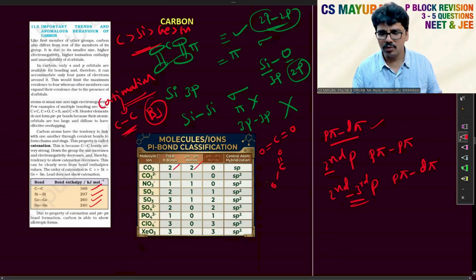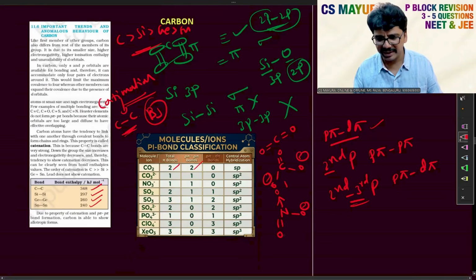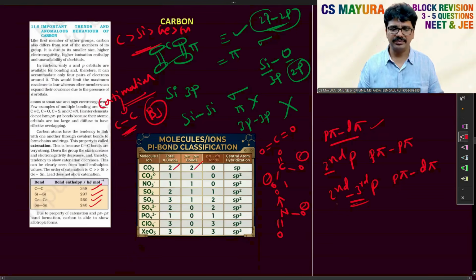Carbonate, C double bond O minus, and here O minus. One pi bond is there. So this is a second period element, this is a second period element, that is p pi only. NO3 minus. This is the NO3 minus structure. There is only one pi bond. That pi bond is p pi only. Nitrogen is a second period element, oxygen is a second period element.